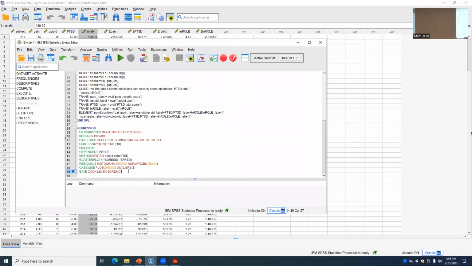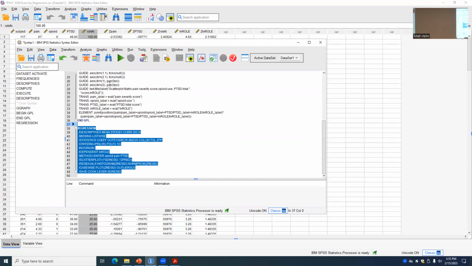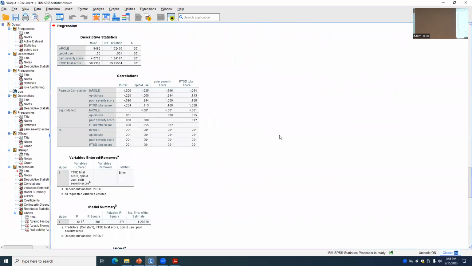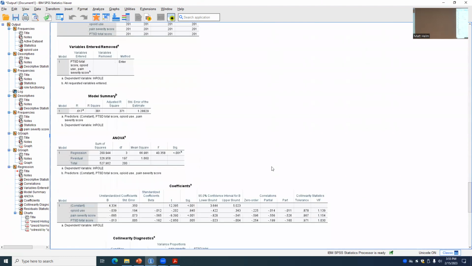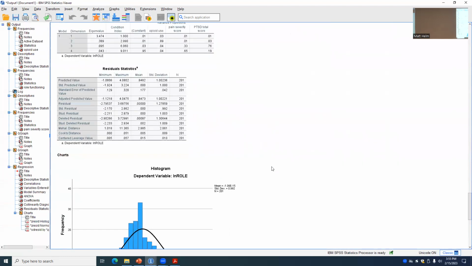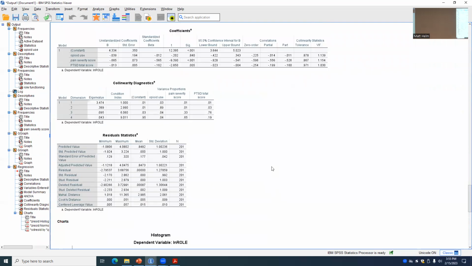So here is my regression model. You go through and run the whole thing. I'm going to get a whole lot of stuff. I'm going to ignore most of this for right now.